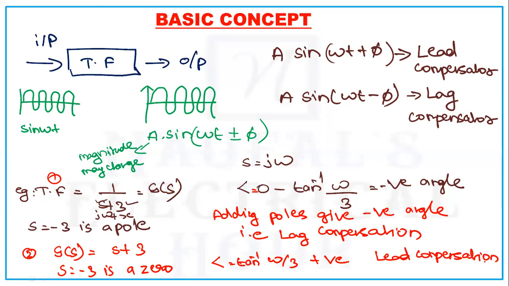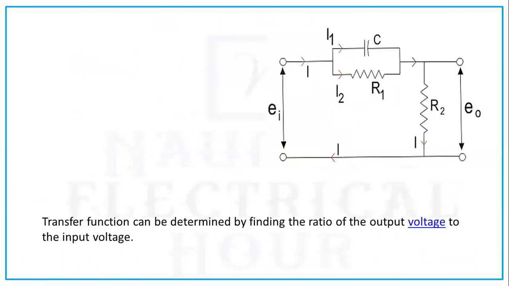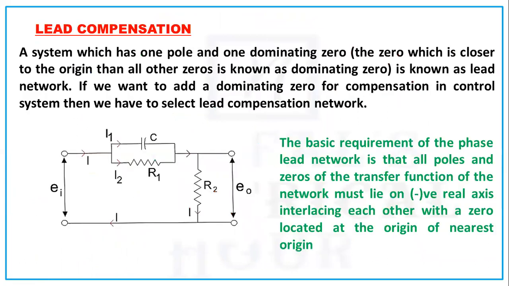So accordingly, the circuit should be in such a way that we are able to add. If you want a lead compensator, then the circuit should be in such a way that a zero is getting added. So now let's see the lead compensator in detail.